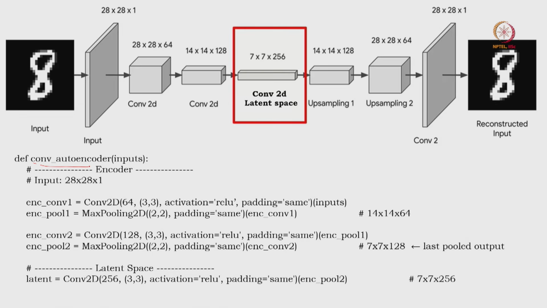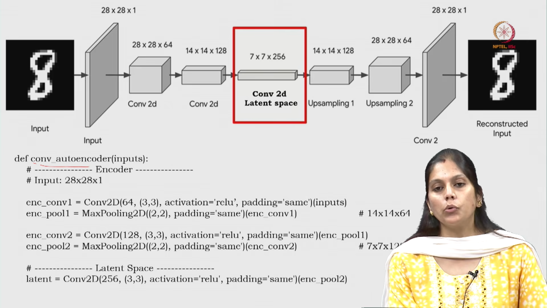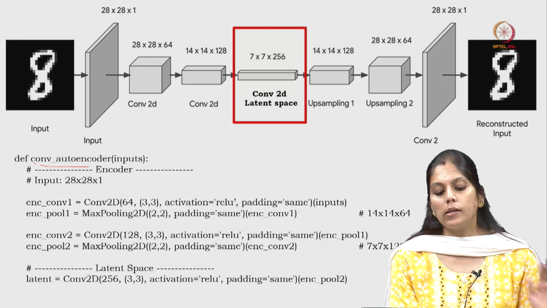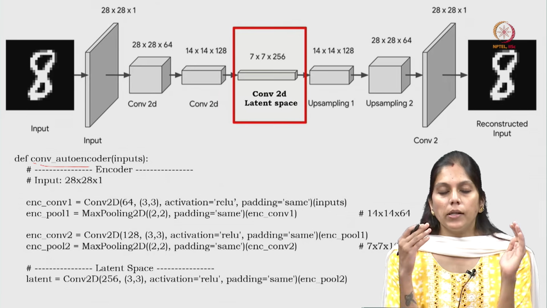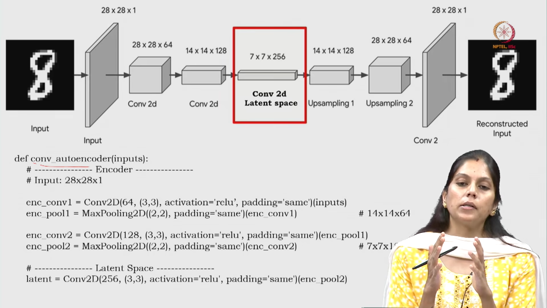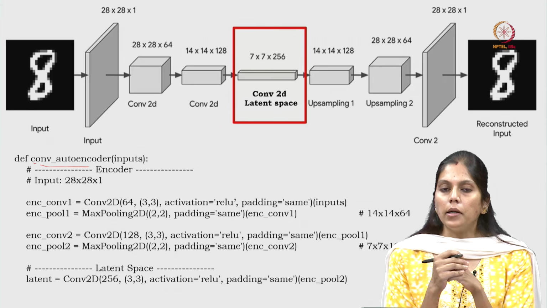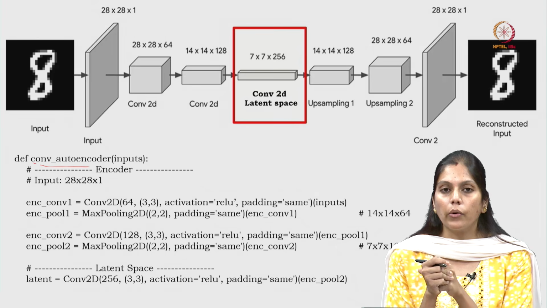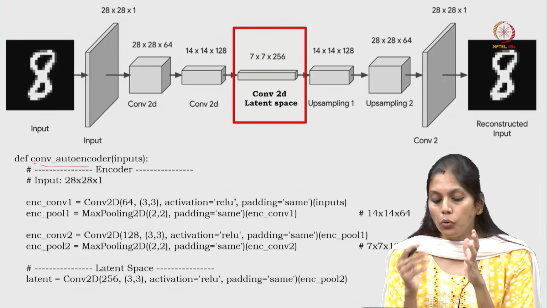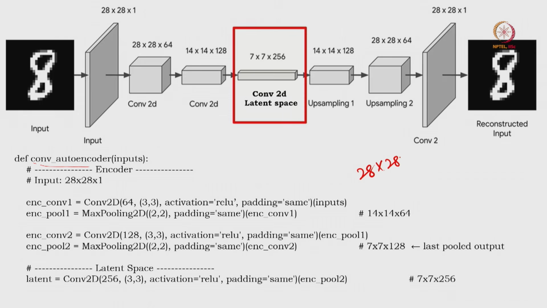conv underscore autoencoder. This is an input, the encoder that we have seen. Since the input is an image, the encoder will have convolution and then the pooling layer. That's what we have seen. Now, what is the latent space? Latent space is always a compressed representation of an input. Input is 28 cross 28. By the time we came to the latent space, the input is now 7 cross 7. Is it not? We have reduced from 28 cross 28 to 7 cross 7. We have reduced it.